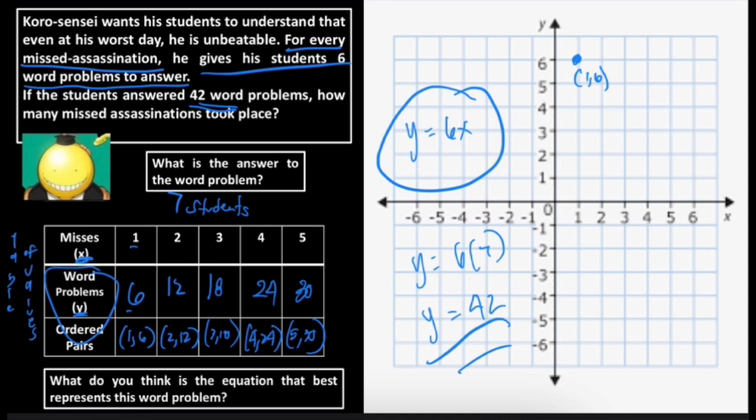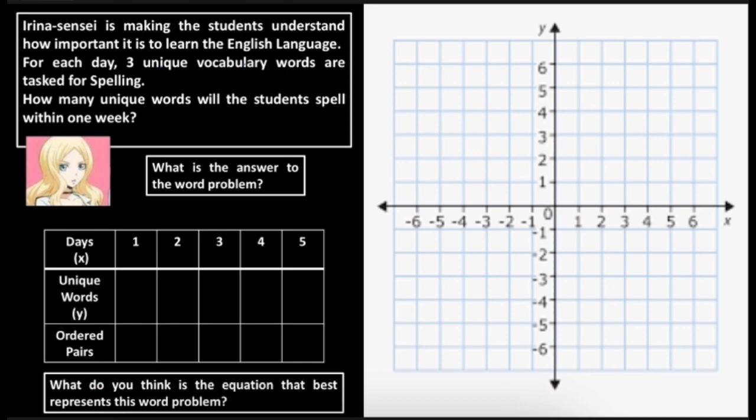So let's say that we have this example with Irina Sensei, and now we have her wherein she wants her students to learn how important it is to learn the English language for communication purposes. So for each day, 3 unique vocabulary words are tasked for spelling. How many unique words will the students spell within 1 week?